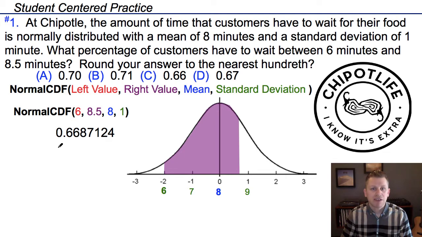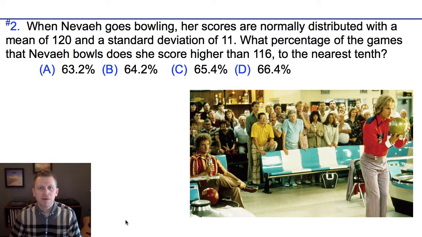0.6687124, and rounded to the nearest hundredth, this 6 is the hundredth place. So I look at the value after 6 and decide, should I round that 6 up or keep it the same? Because the 8 is greater than or equal to 5, we're going to round that 6 up to a 7. Our final answer is 0.67. What this means is that 67% of the time, a customer at Chipotle would wait between 6 minutes to 8.5 minutes for their food.